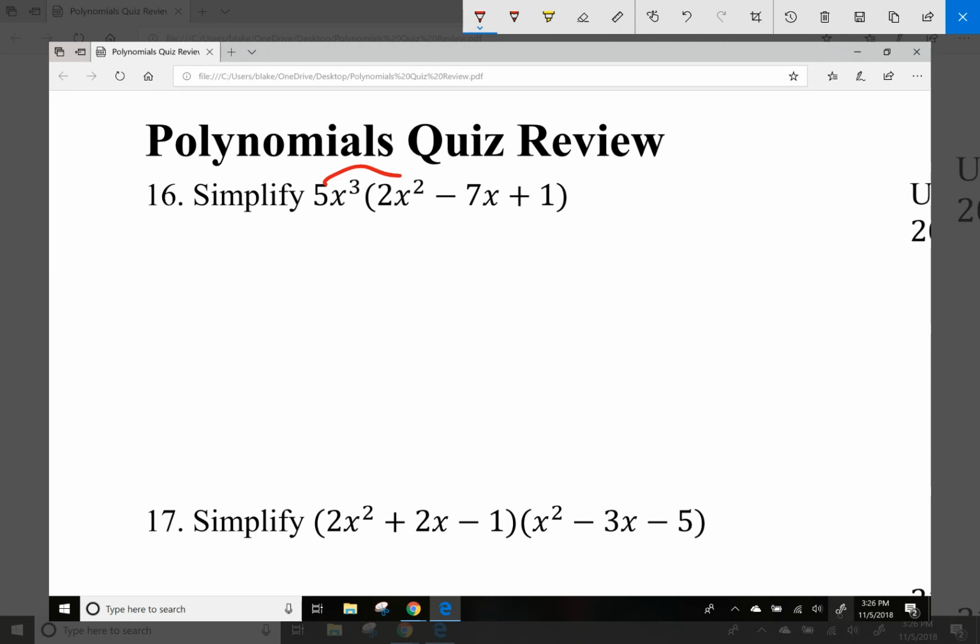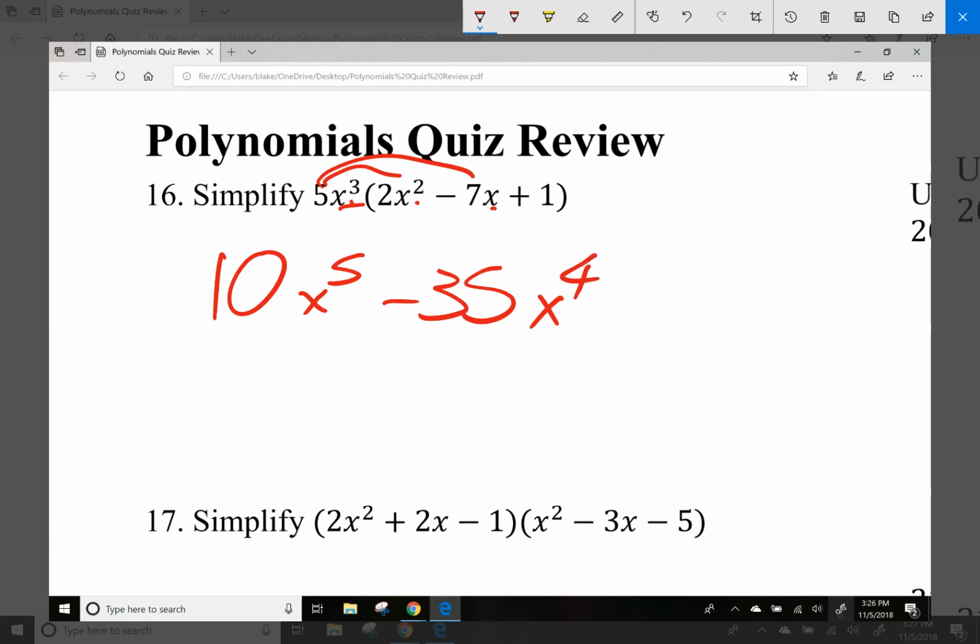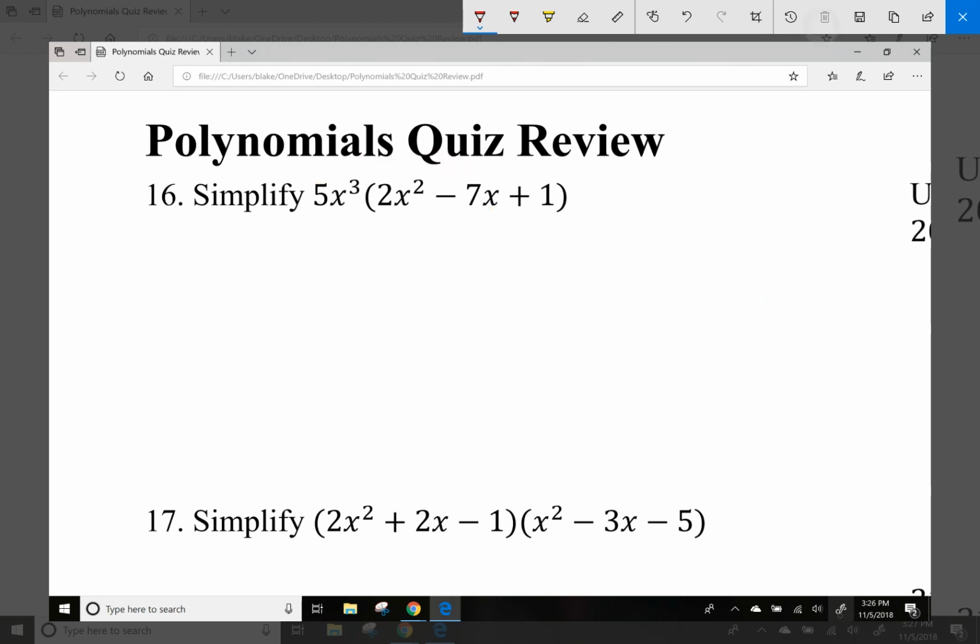So 5x to the third times 2x squared. You're multiplying the coefficients. 5 times 2 makes 10, and then you're adding these exponents. So x to the third and x to the second makes x to the fifth. 3 and 2 make 5 when you add them. All right, again, you're multiplying. 5 times -7 is -35, and that's an x to the third with an x, so it makes x to the fourth. And then 5x to the third times 1. 5 times 1 is just 5, so it's 5x to the third. So there's your answer for number 16.